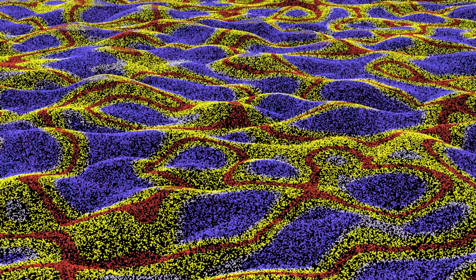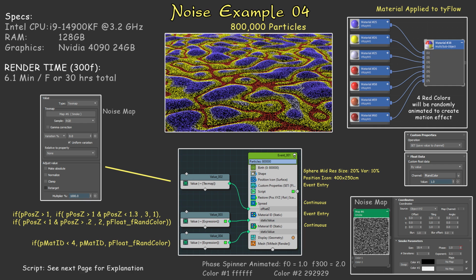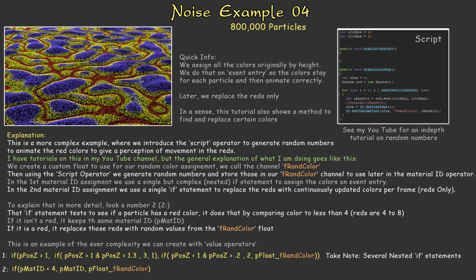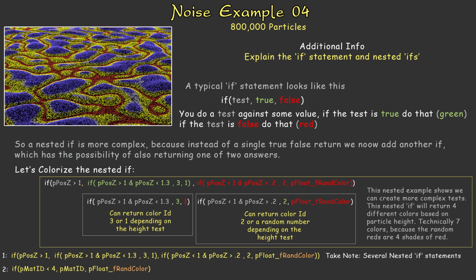This was just a variation where you can see animated reds, as if it was a river or something flowing. There's just several different shades of red, and for that we use the random number generator script. And so this example shows how we might mix script with noise with value operators. And I kind of like the look of this one.